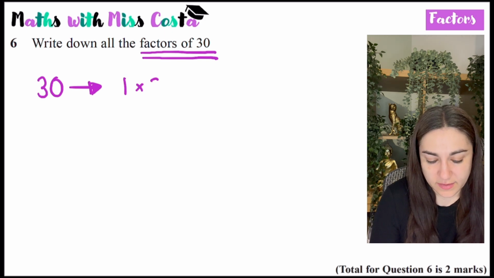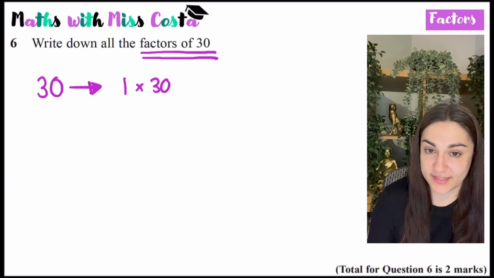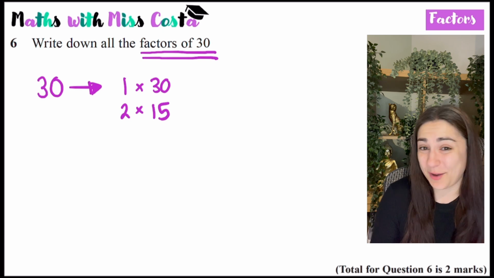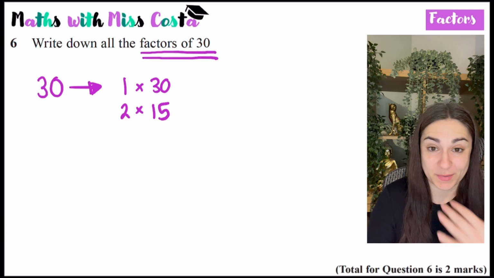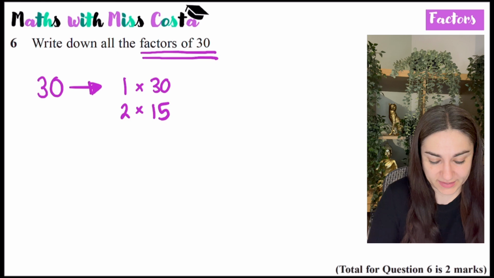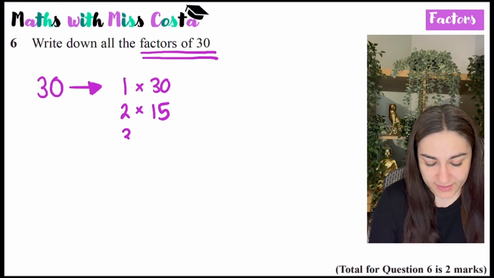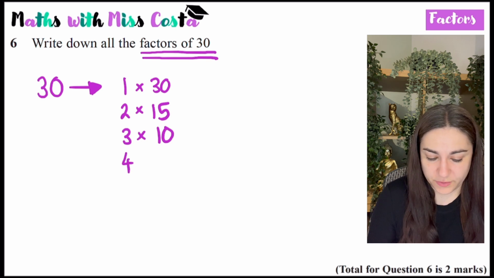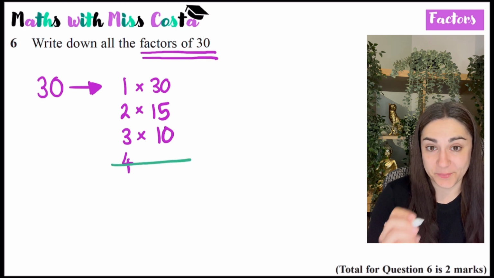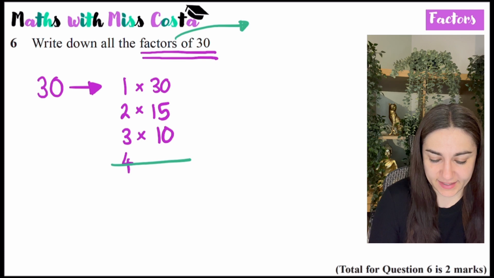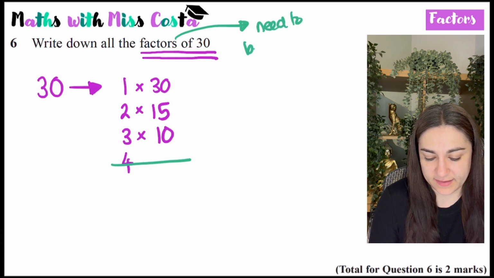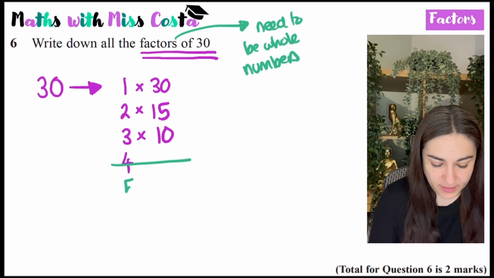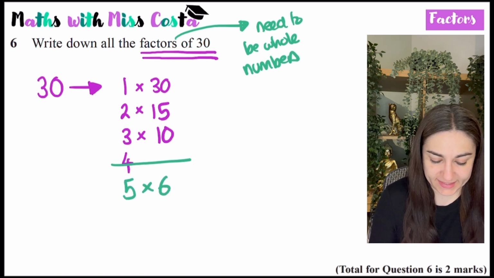So 1 times 30 is going to give me 30. I'm then going to try 2 times 15. And this is a calculator paper, so you can literally just type them into your calculator, do 30 divided by 2 and so forth. Then I try 3, which is the next number, 3 times 10. 4, I'll try. That doesn't divide exactly into 30, and factors of a number need to be whole numbers. So therefore it cannot be 4. Then I try 5, and 5 times 6 gives me 30.